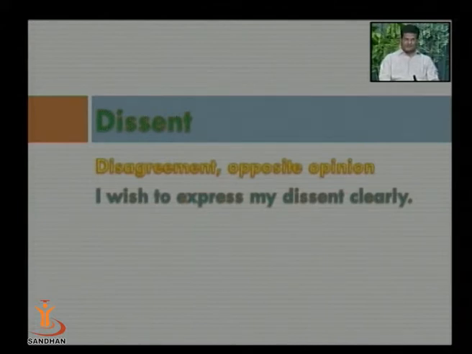Dissent: disagreement or opposite opinion, which is expressed by: I wish to express my dissent clearly. To express disagreement. This is the meaning of this word.